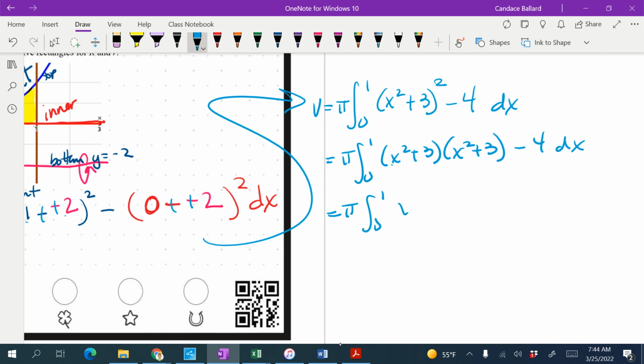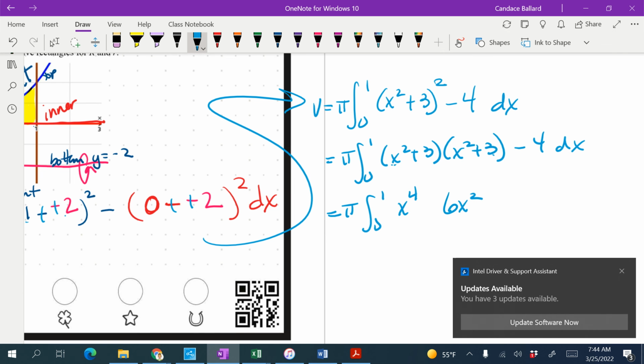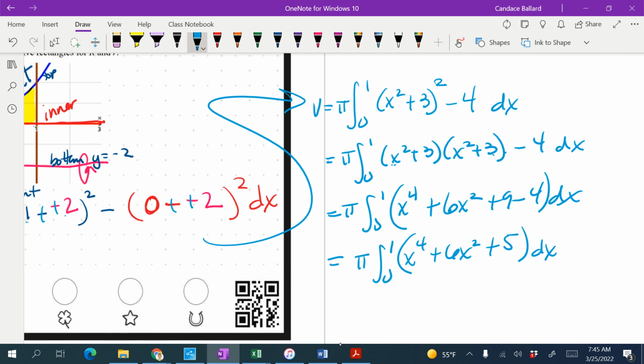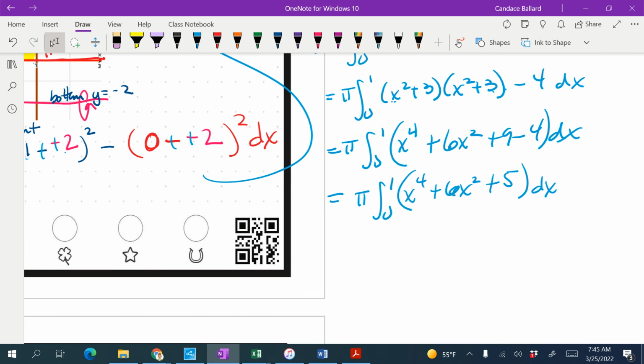X squared times x squared is x to the 4th. X squared times 3 would be 3x squared, but I have another one of those in the middle, which is going to make it 6x squared. And then 3 times 3 is 9. All right, in our next line of work here, we're going to put the 9 and the 4 together. So all I'm doing is a bunch of algebra. So it's going to be plus 5. So a bunch of algebra to get me set up so I can actually do the integration. So now I'm ready to integrate.